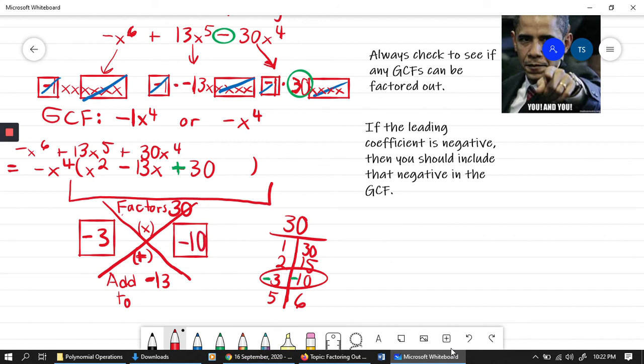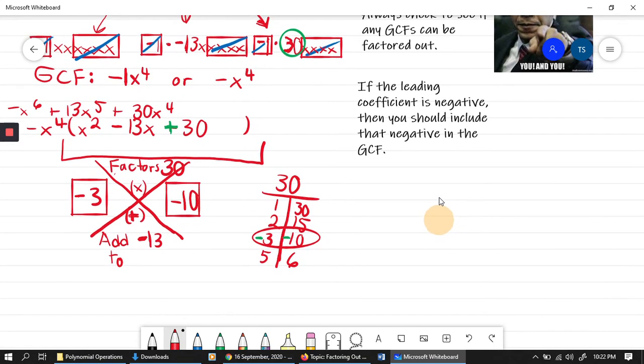So with us having those factors, we can write out those factors. And so I'm going to go ahead and bring down that GCF that we already had written, the negative x to the fourth. And remember, we're factoring that quadratic trinomial further into these two factors here. So that is going to be x minus 3 and x minus 10. That's getting factored into.